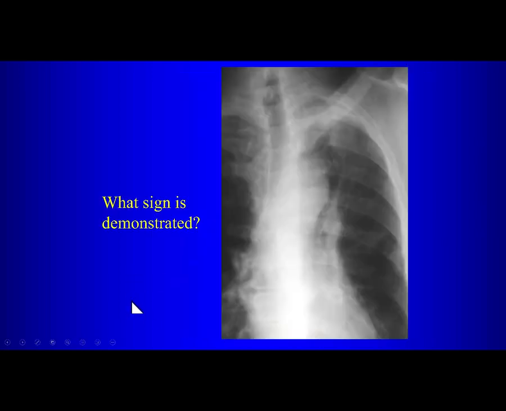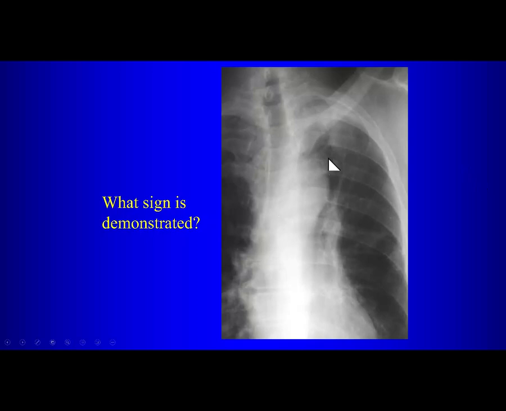So you said the sign was? Luftsichel. So what is the Luftsichel sign? Compensatory hyperinflation of the left lower lobe. First of all, what does Luftsichel mean? That's the German word for sickle. Well, Luft means what? Luft is air, right? So it's a sickle of air. It's an air sickle, right?